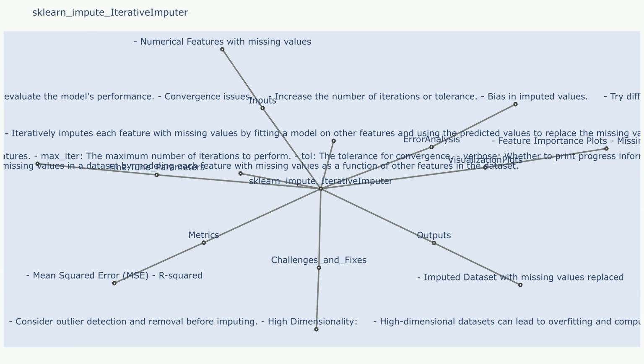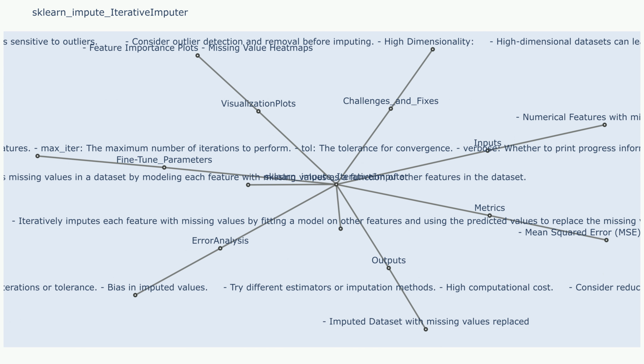Uncertainty methods. Sample posterior true. This method introduces randomness into the imputation process by sampling from the posterior distribution of the estimator. This captures the uncertainty associated with the missing values, resulting in more realistic imputed values. Predicted mean, sample posterior false. This method uses the predicted mean from the estimator as the imputed value, providing a deterministic imputation approach.